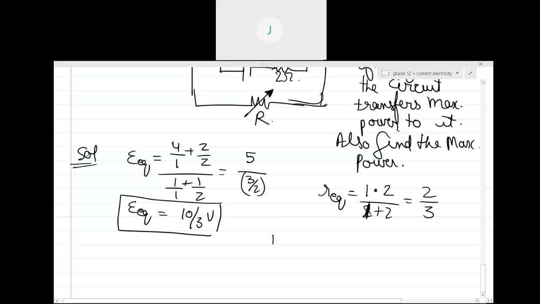To find out the maximum, this value of R for which maximum power transfer is there, did I require E equivalent? No, for that I didn't require it. But for finding out this thing I require it. So R equivalent will be 2 by 3. So basically for maximum power transfer.